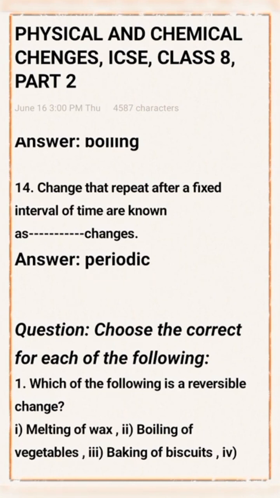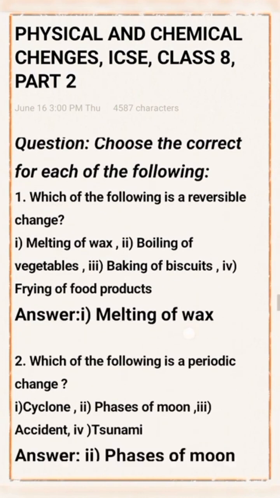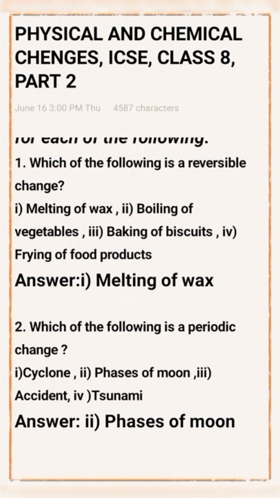Change the question pattern. Choose the correct answer for each of the following. Okay. Question number 1. Which of the following is a reversible change? Option 1, melting of wax. Option 2, boiling of vegetables. Option 3, baking the biscuits. Option 4, frying of food product. Answer: melting of wax. Okay.